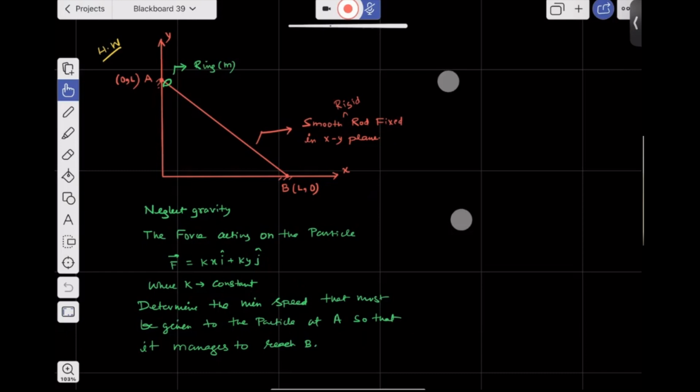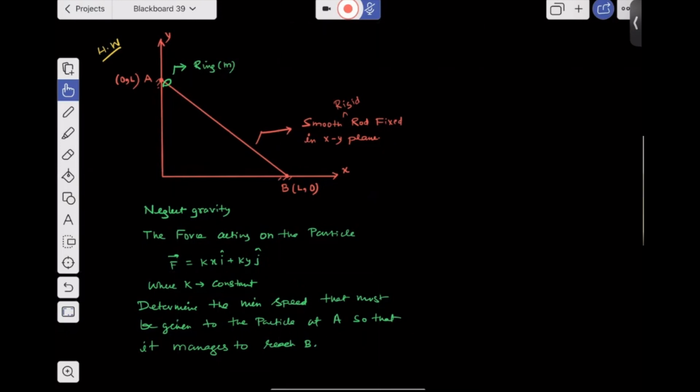Any idea? Anyone? Wrong or correct? Just tell me what you think should be done. So we are supposed to find the minimum speed of the projection. For the minimum speed of the projection, is there something we can do about it? Anyone?